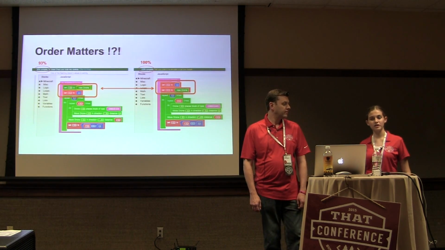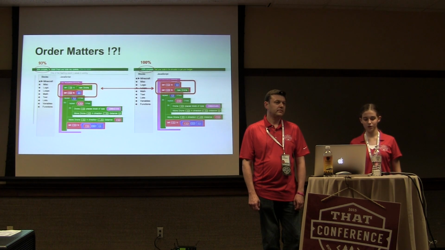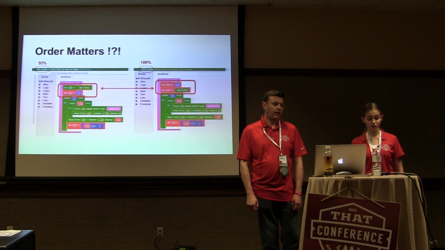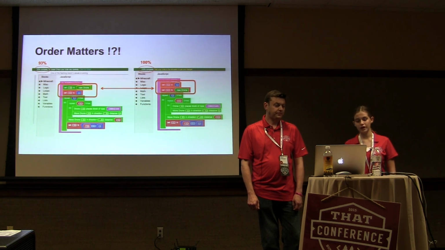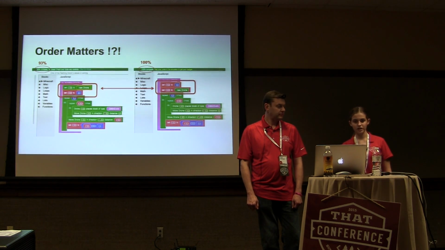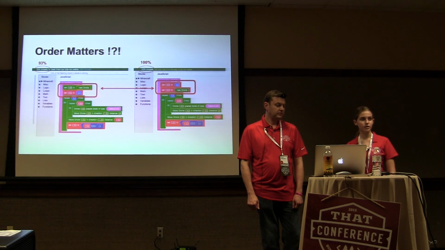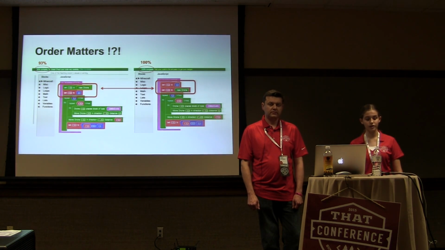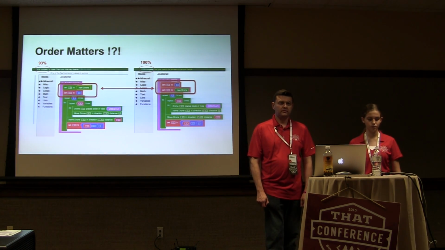Another thing that we learned on multiple occasions is that order really matters. So at the top of the screen, as you can see here, progress through the badge was shown with a percentage, like 93 or 100%. And if you were almost complete, it would give you a hint about what you got wrong, like a block would flash if you had it in the wrong place or the wrong value.